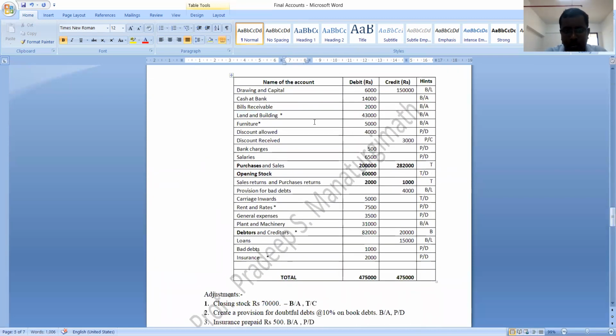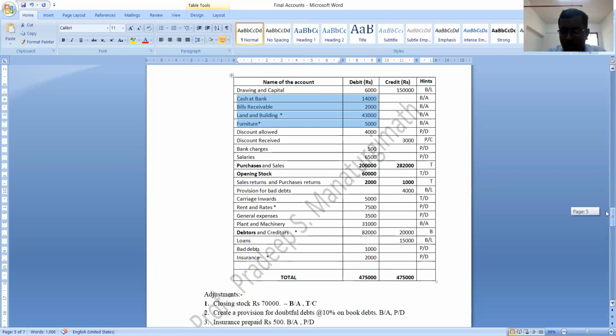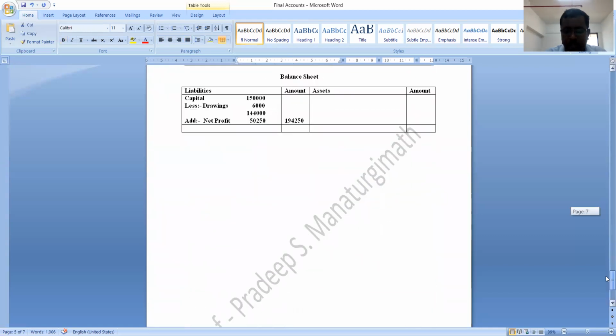Now let us record the remaining items in the balance sheet. Yes, we'll start from the top. Now we need to record cash at bank and bills receivable, land and building, and furniture. These all four items belong to the balance sheet, right? Which side? All four items are going to appear on the asset side. So we'll go to the asset side of the balance sheet.